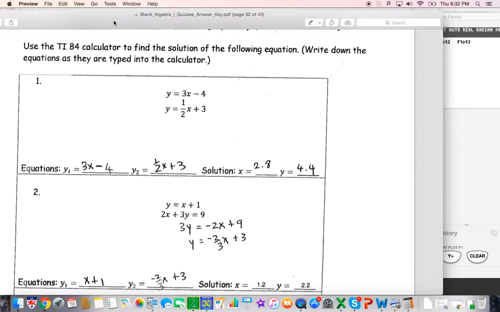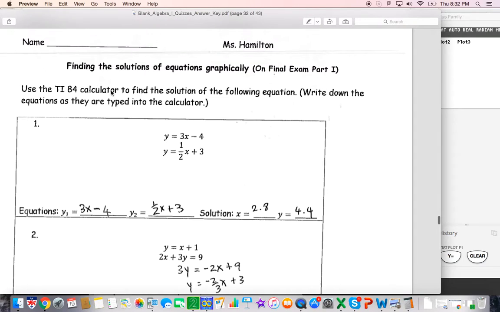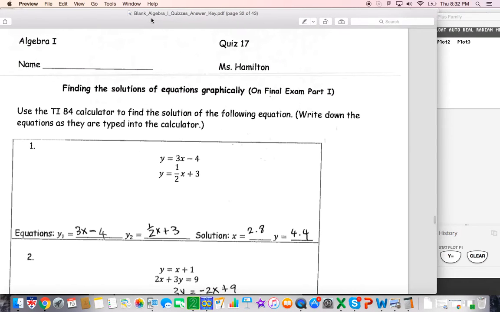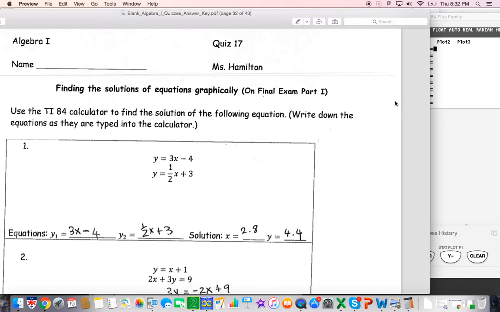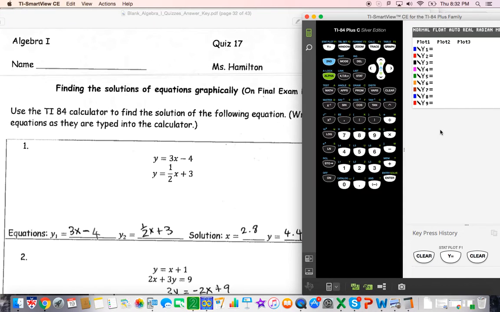All right, so now we're going to move on to our 17th quiz this year. And in this quiz, we were supposed to be finding solutions using the graphing calculator or using a graph. I tried to make sure that the numbers were awkward, so you would actually have to make use of the graphing calculator. So now in this first quiz, I actually gave you the equations in slope-intercept form, and then I asked you for the equations in slope-intercept form, which was a weird question.